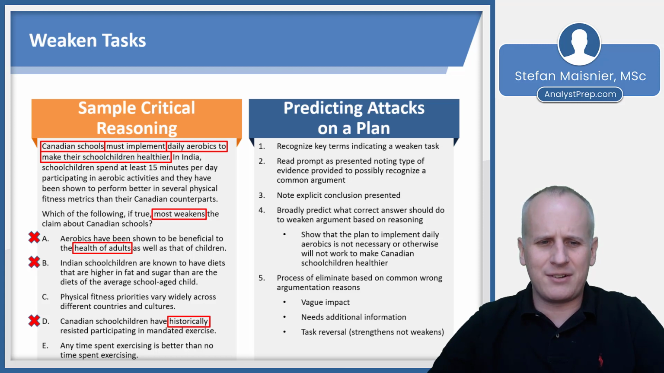So if we're looking at choice B, Indian school children are known to have diets that are higher in fat and sugar than are the diets of the average school-age child. Well, that makes it seem like the Indian school children should be less healthy, but they aren't. They are more healthy, and so what they do may make other school children healthy by reason. So we can eliminate B for something that actually strengthens the argument as opposed to weakening it.